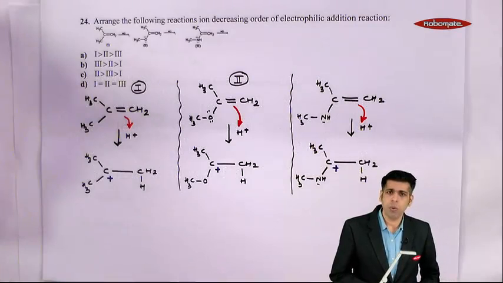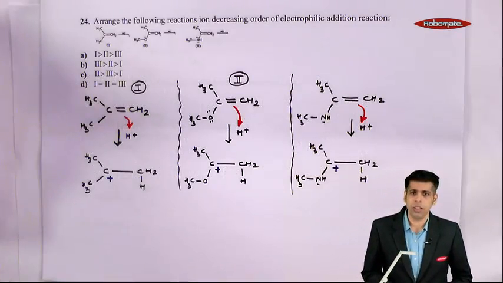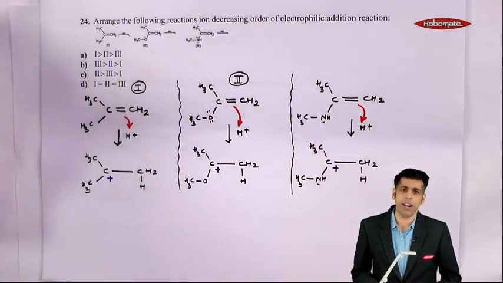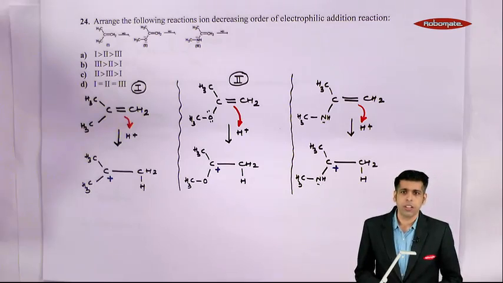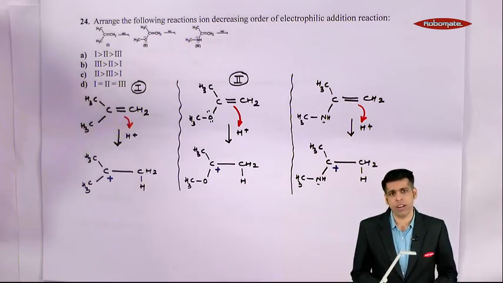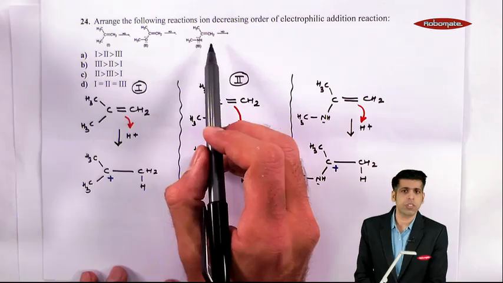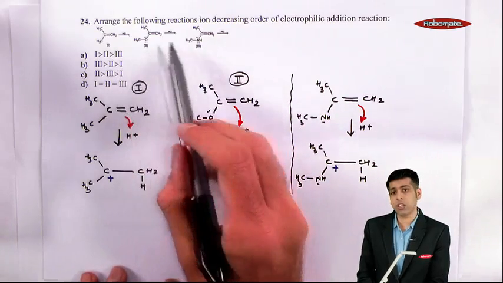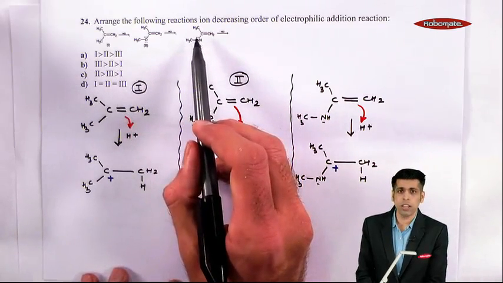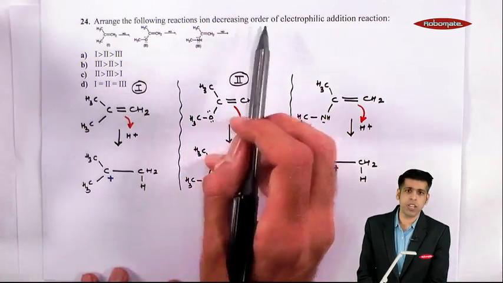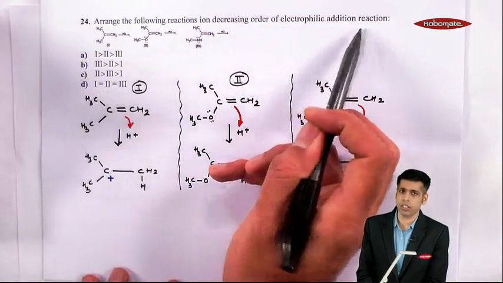Arrange the following reactions in the decreasing order of electrophilic addition reaction. So arrange the following reactants in the decreasing order of electrophilic addition reaction. Now students, they have given us these three compounds and they are asking us to arrange them in the order of their reactivities towards electrophilic addition reaction.